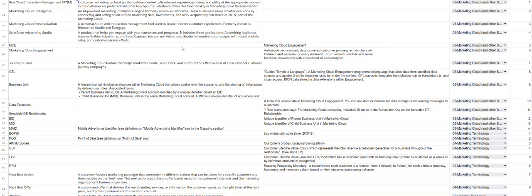We are now on to the marketing products and marketing terminology. This is not my area of expertise, was an area of learning for me. So here we have RTIM, Real-Time Interaction Management. Enterprise marketing technology that delivers contextually relevant experiences, value, and utility at the appropriate moment to the customer via preferred customer touchpoints. Salesforce offers this functionality in Marketing Cloud Personalization.